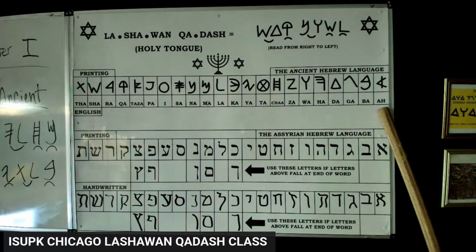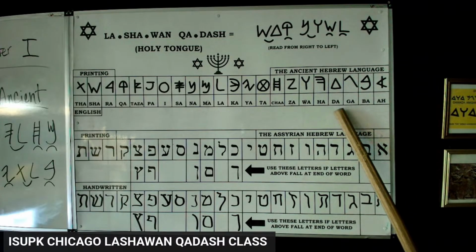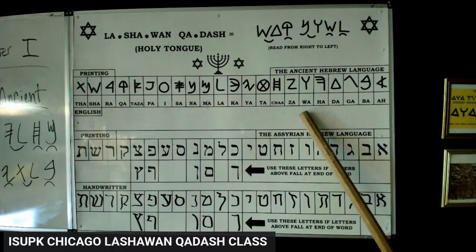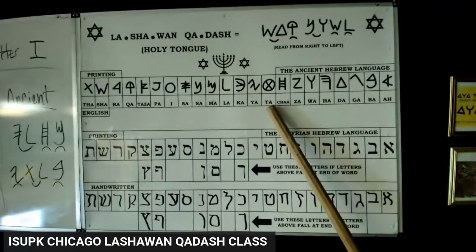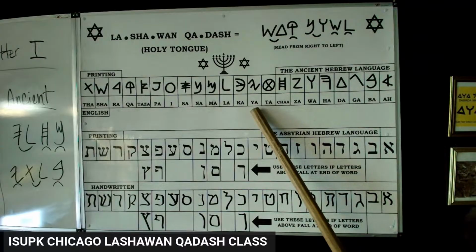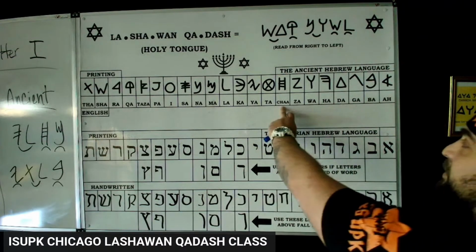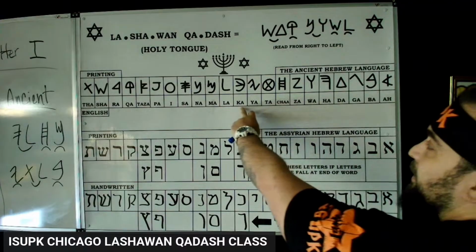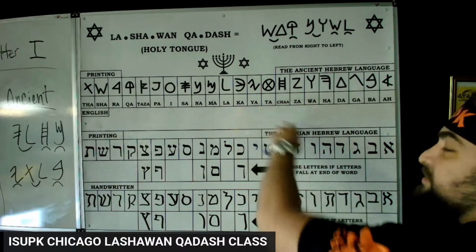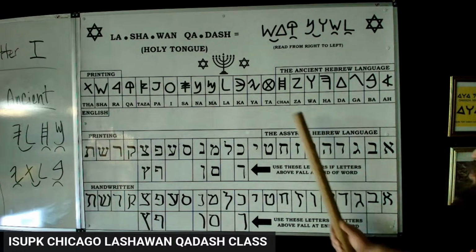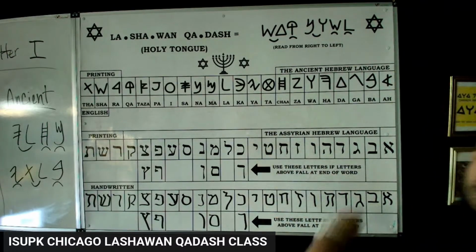First letter is A, Ba, Ga, Da, Ha, Wa, Za, Ka, Ta, Ya, Ka. Don't get Ka, C-H-A-A, and Ka confused. It sounds kind of similar, but it's not. You got Ka and Ka. All right, let's start from the beginning again.